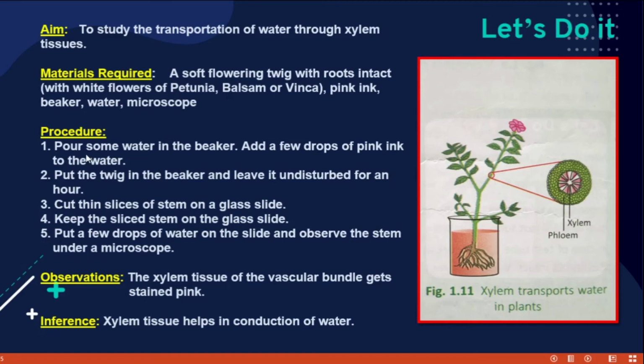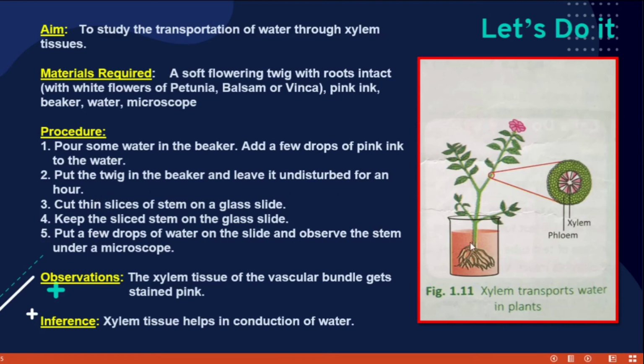Procedure: how are we going to do it? Pour some water in the beaker. Look at the picture. We need to add some amount of water in the beaker. Then add a few drops of pink ink into the water, and after that it becomes colorful. Then put the twig in the beaker and leave it undisturbed for an hour.